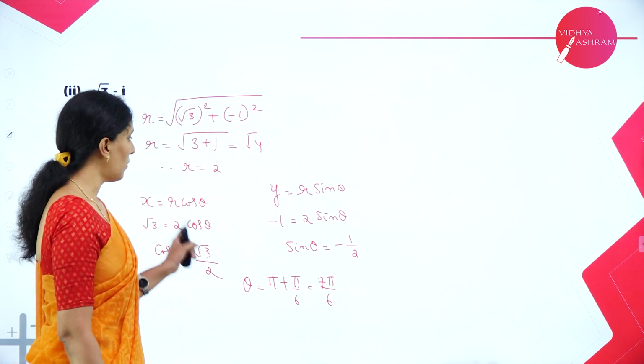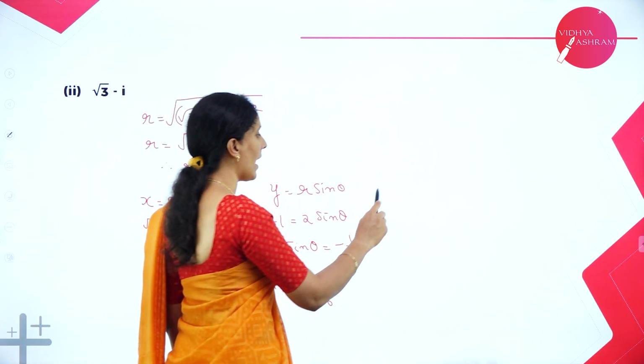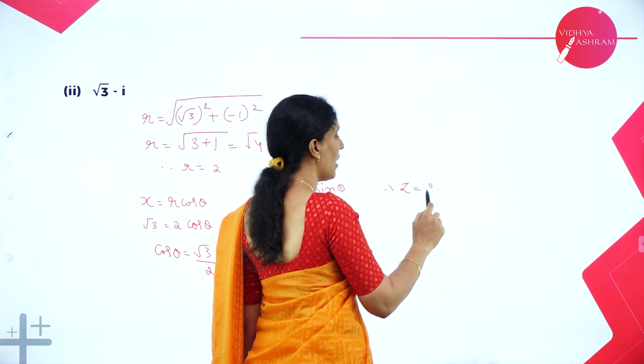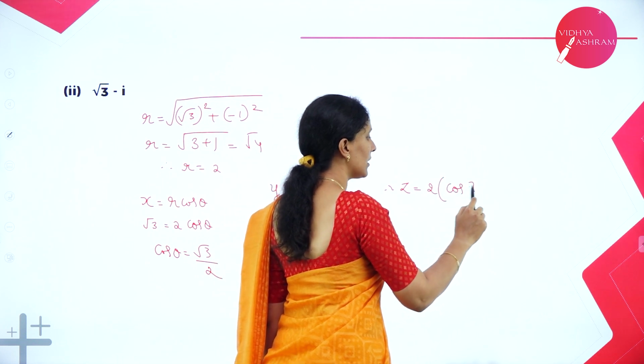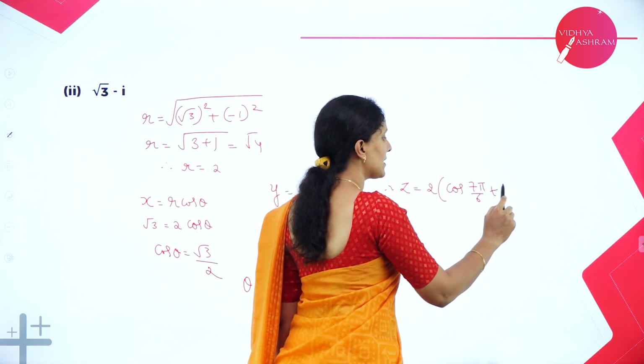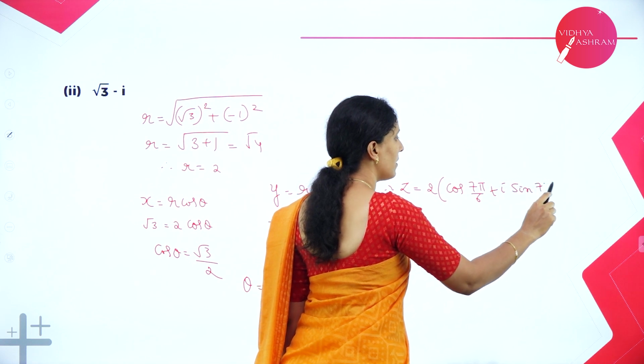Hence, we can write the polar form using r and theta as z is equal to 2 times cos 7 pi by 6 plus i sin 7 pi by 6.